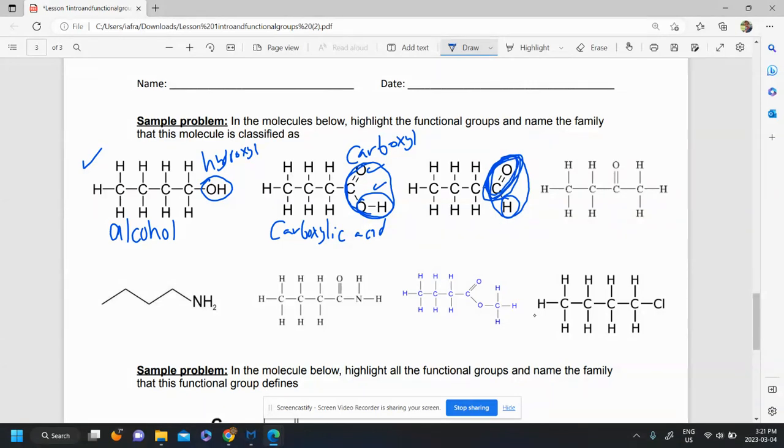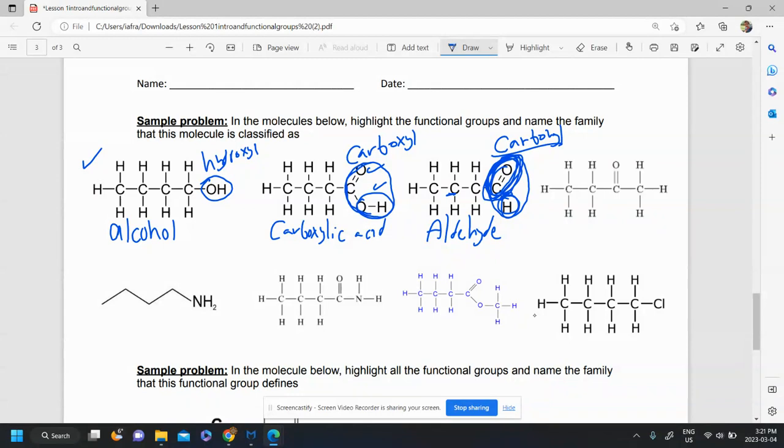And notice that the C-double bond O is placed at the end of the molecule. So it's not placed somewhere in the middle. It's placed at the end. And I know that because there's an H connected to it. There's no other carbons there. It's the last carbon in that chain. And so looking back at the table, this is a carbonyl group. And when it's at the end of a molecule like that, it makes the molecule an aldehyde.